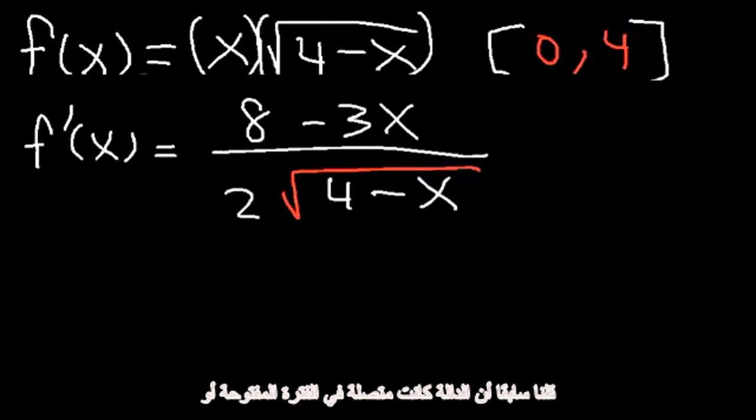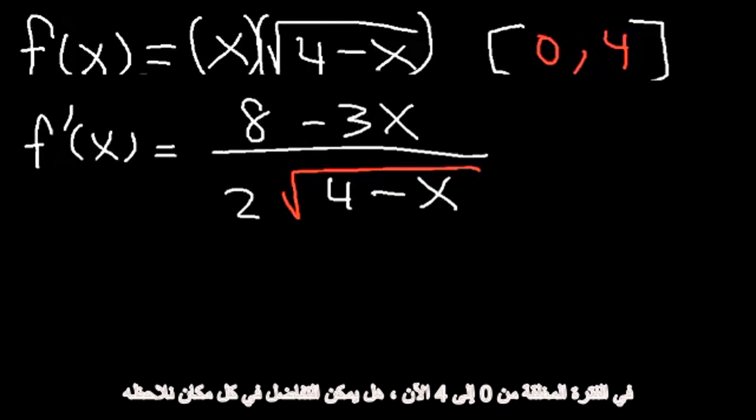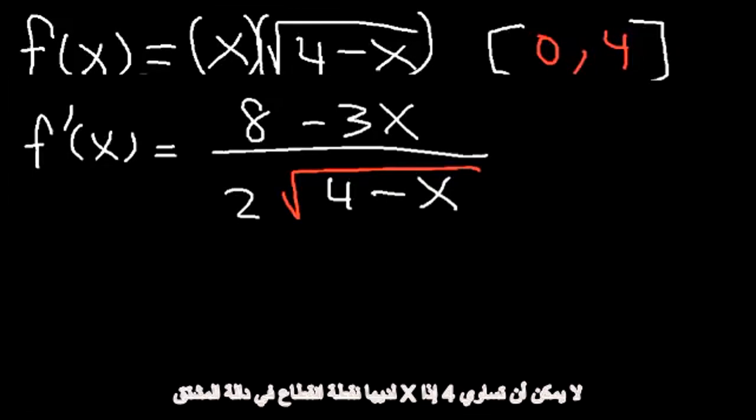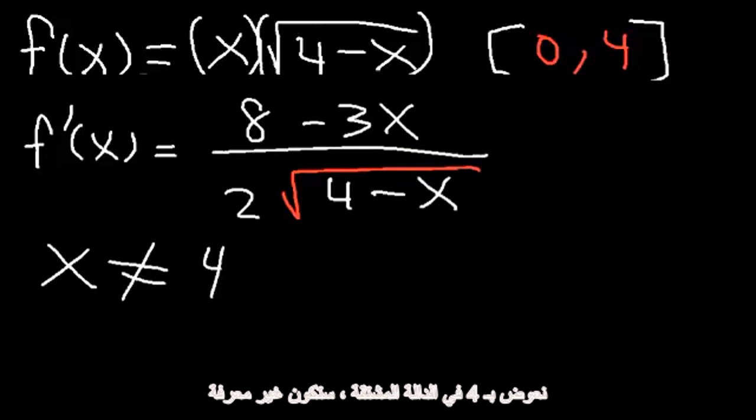Now earlier we said that the function was continuous on the closed interval 0 to 4. Now is it differentiable everywhere? Notice that we have a point of discontinuity in the derivative function. x cannot equal 4. If we plug in 4 into the derivative function, it's going to be undefined. We're going to have a 0 in the denominator.